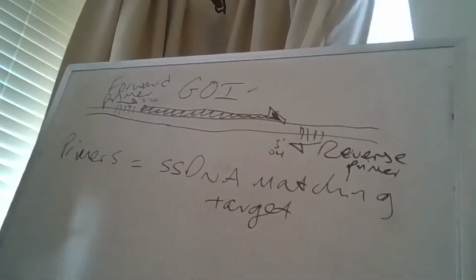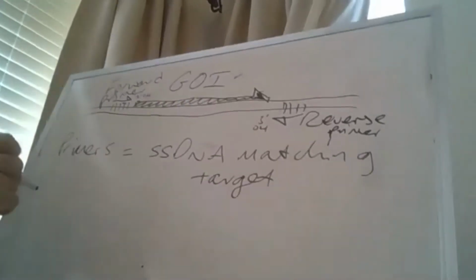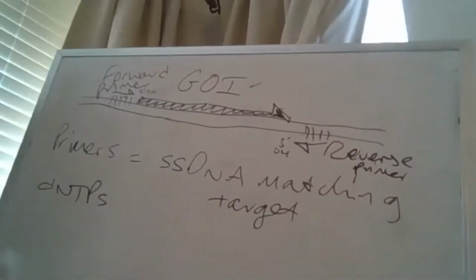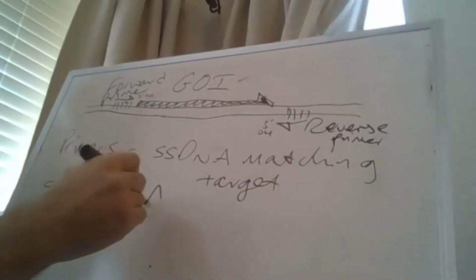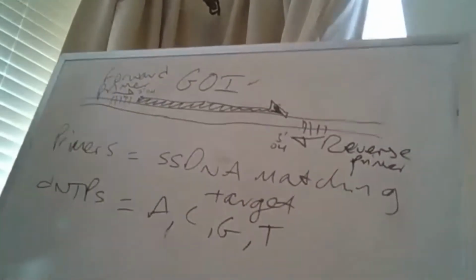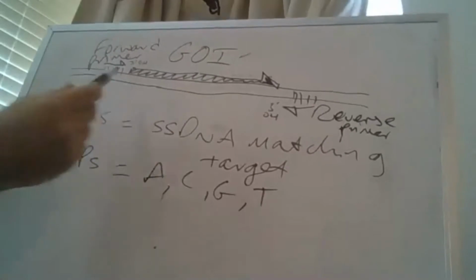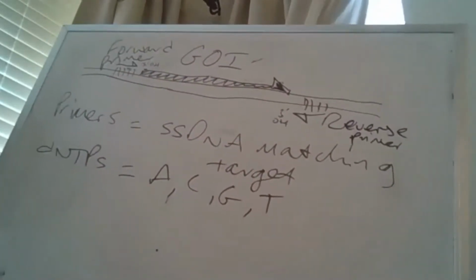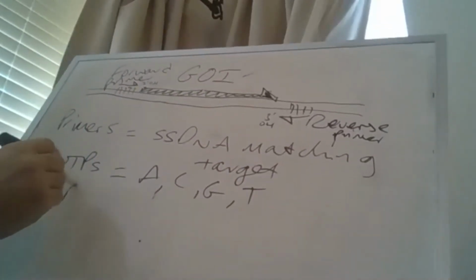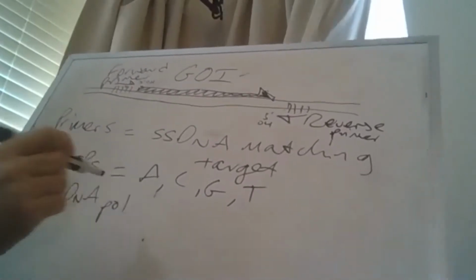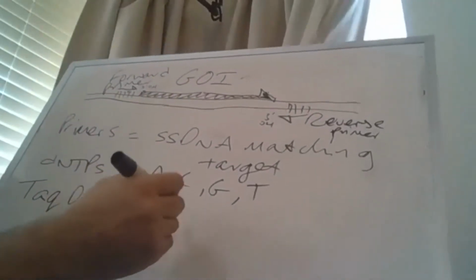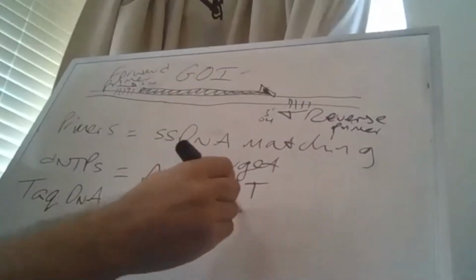And then what we're going to do is mix these primers. So we're going to have primers, we're going to have dNTPs, right? Those are basically your A, C, G, and Ts, because you need that to make more DNA, essentially. You need what's called Taq DNA polymerase. I'll get to why it's called Taq in a little bit. That's your DNA maker, basically.